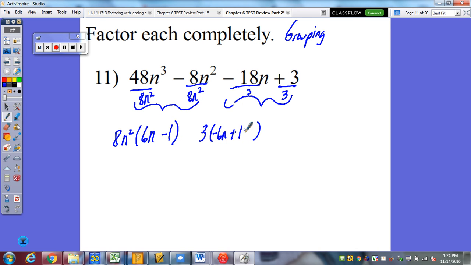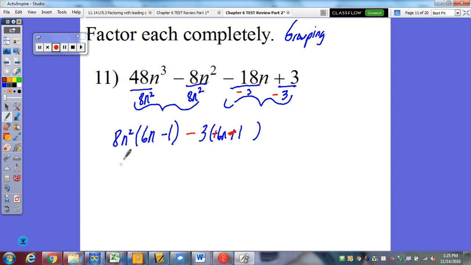All right, so now we're into that predicament where we've got the same thing in the parentheses, but different signs, right? Positive 6, negative 6, negative 1, positive 1. So we're going to factor out that negative in order to go ahead and change that sign. And so now we've got a negative 18 divided by negative 3 is positive 6. 3 divided by negative 3 is negative 1.